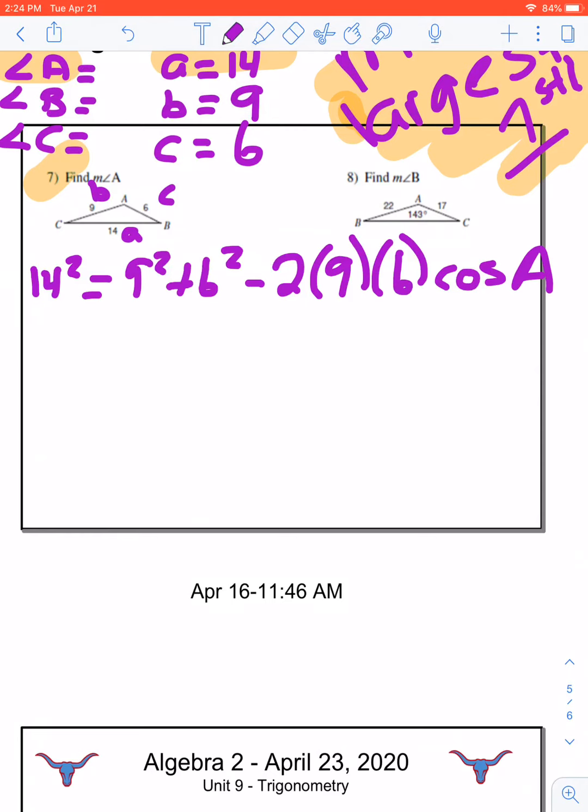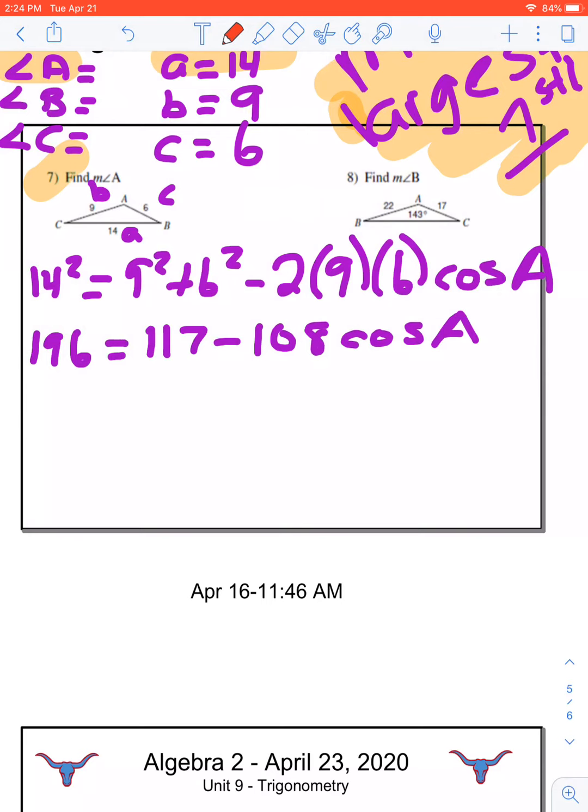First thing I'm going to do is simplify things down, and this is where order of operations really starts messing people up. 9 squared plus 6 squared, I get 117, minus 2 times 9 times 6, and that gives me 108 cosine A. Most of you guys probably got here and thought, okay, I'm pretty good.